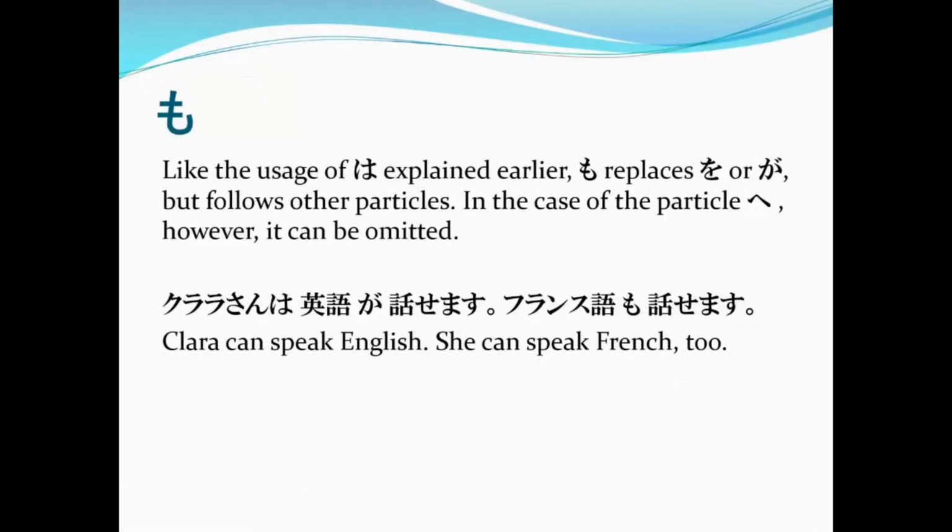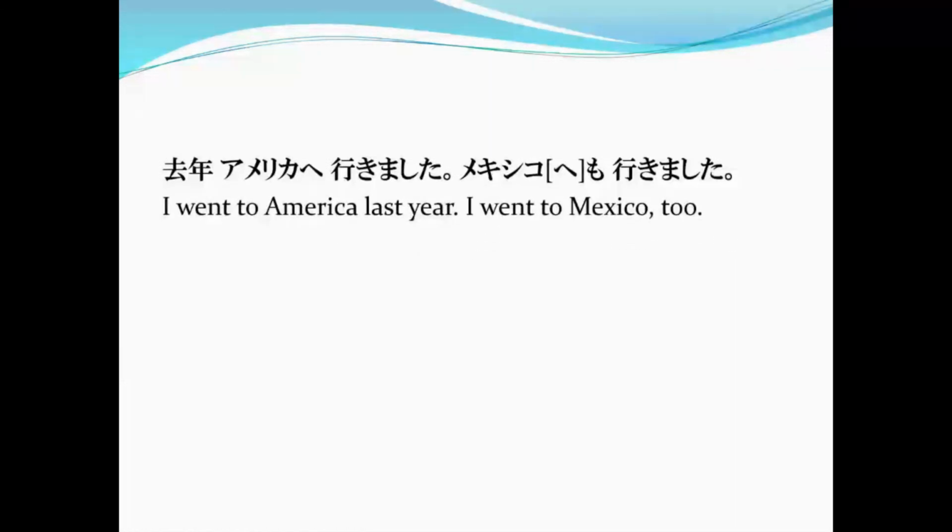It's the same thing, it's just that we are adding mo, just like how we use wa to highlight an object. Let's have other examples. Kyonen America e ikimashita. Mexico e mo ikimashita. Or as I've said earlier, you can omit e. So you could also say, Kyonen America e ikimashita. Mexico mo ikimashita. I went to America last year. I went to Mexico too.